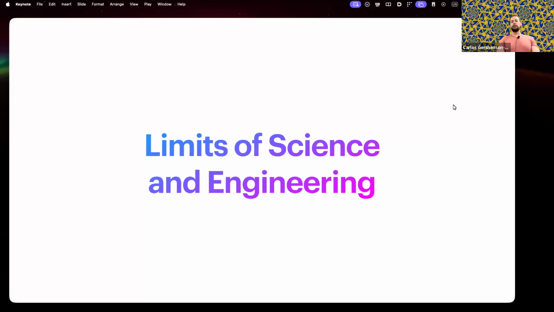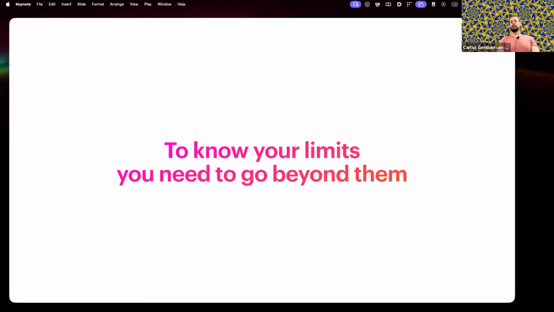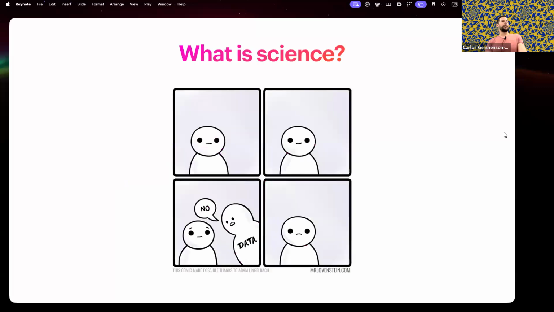So today we're going to speak about limits of science and engineering. And of course, there are limits in science and limits in engineering, but in many cases, if we don't have a clear idea of what these limits are, then we might have assumptions that are misleading, if not completely wrong, or we can make the wrong assumptions or suppositions about things that are beyond our reach.